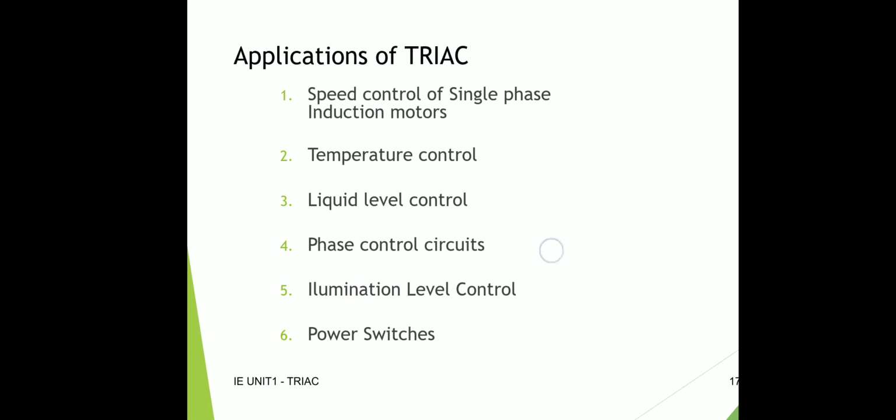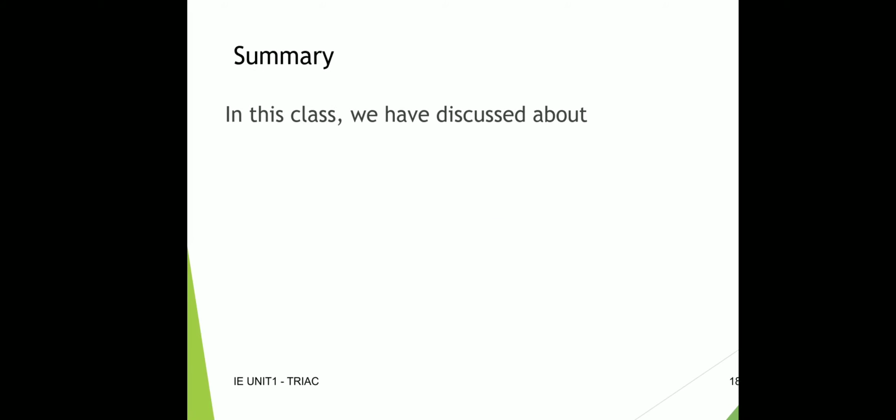And power switches also. Okay, with this we finished what is a triac, its construction details, the VI characteristics of the triac, and modes of operation of the triac. Right, what is a triac? Triac is a three terminal bidirectional device.